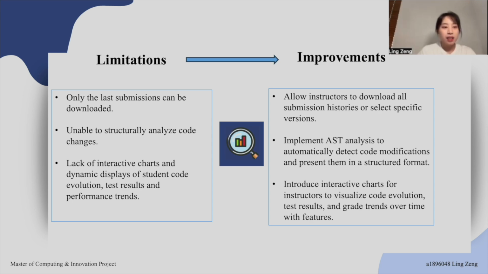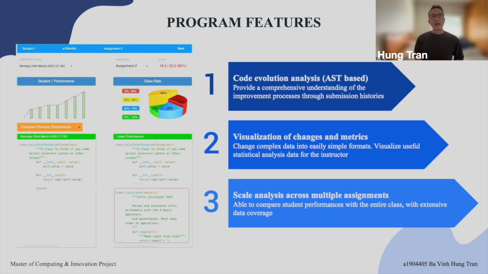Secondly, implementing AST analysis would automatically detect changes in code and present them in an organized format. This would help instructors understand students' code improvements and refine their teaching strategies. Lastly, we plan to introduce interactive charts to visually illustrate the progression of code and grading trends. This would help teachers quickly identify where students are having trouble, allowing them to give more focused advice and feedback.